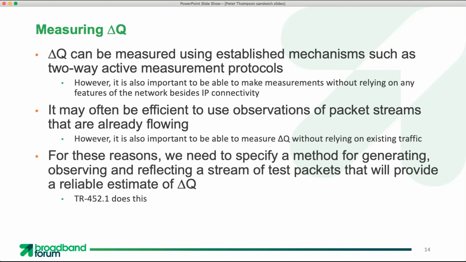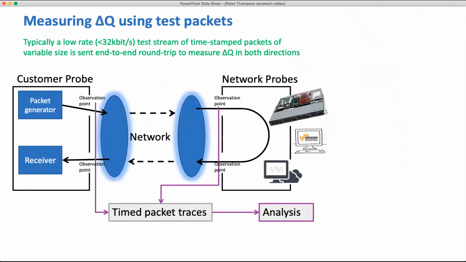So for these reasons, we specify a method of how we generate and observe test packets that provide a reliable estimate. This is what the Broadband Forum technical report 452.1 describes, as well as the theoretical background that I've already gone through. This would be a typical example of how it would work. We have a packet generator, which sends some packets out into the network to some remote location where they get observed, turned around, and sent back again.